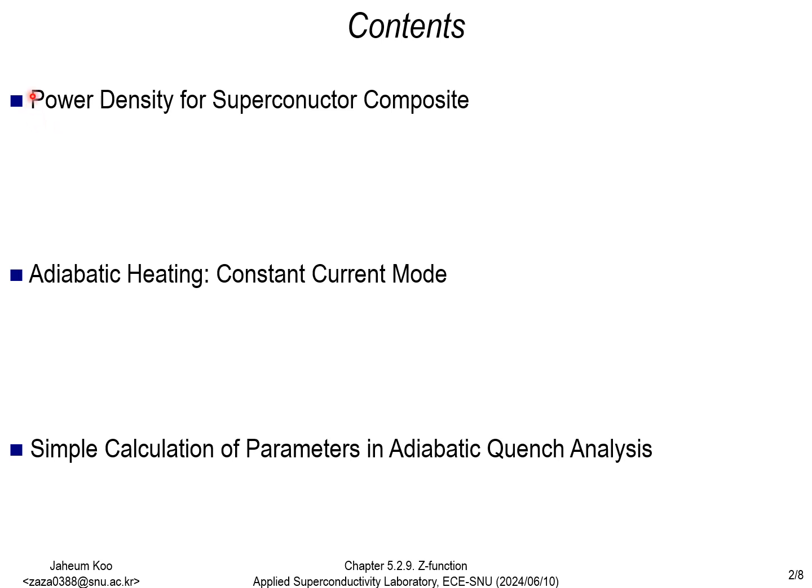First, we will review the power density equation of the superconductor composite that we have studied previously. Next, we'll examine how the Z function is calculated in a constant current mode under adiabatic conditions. Lastly, we will briefly explore how the calculated parameters using the Z function are applied in magnet design.